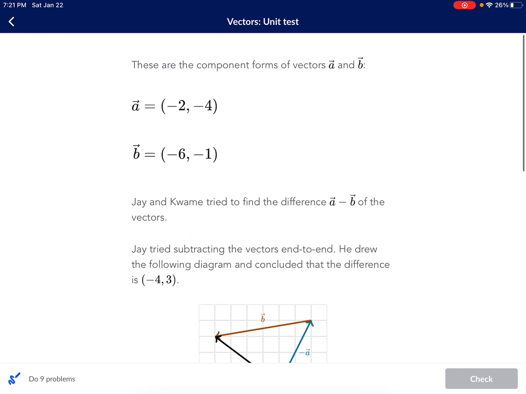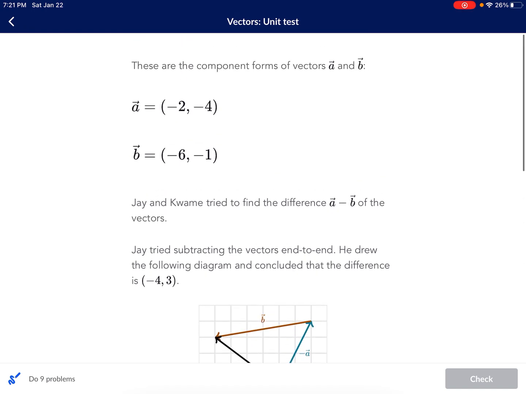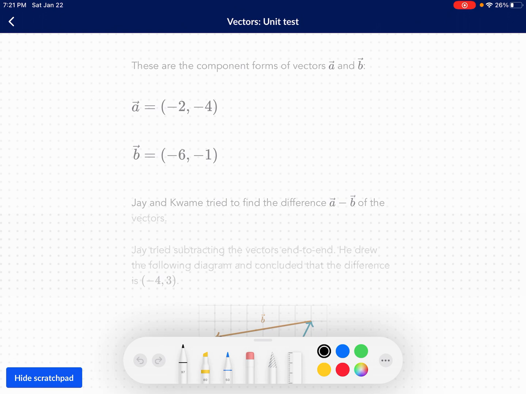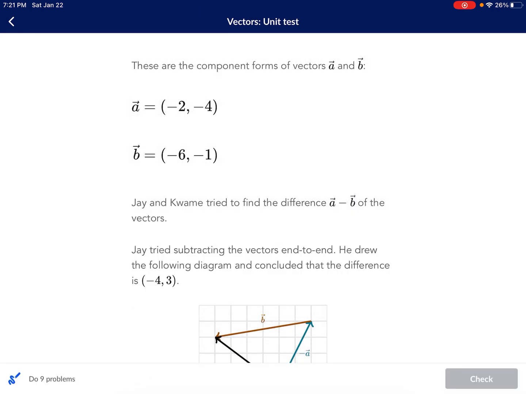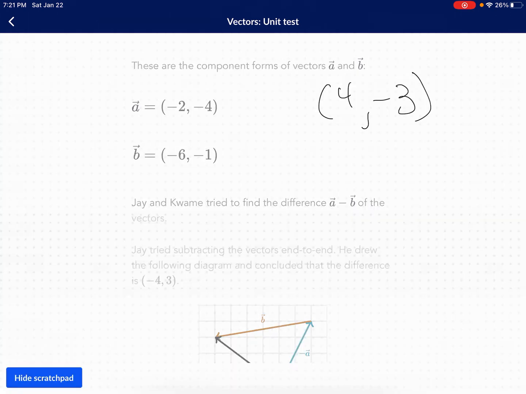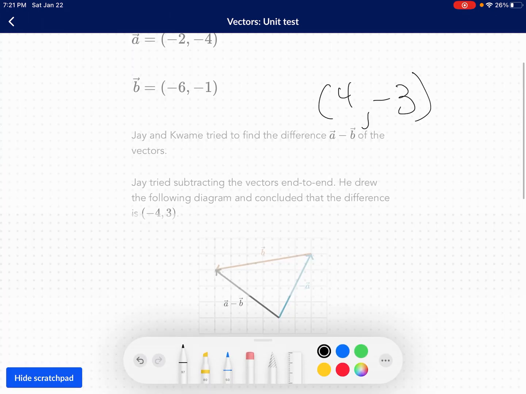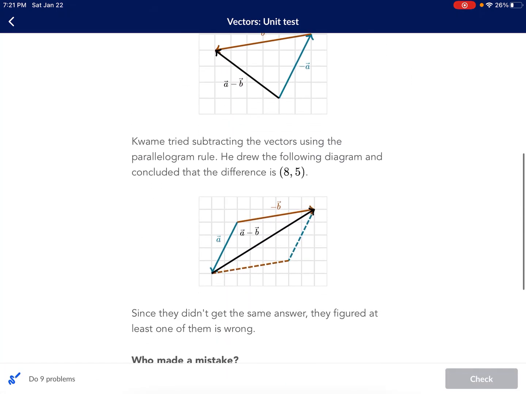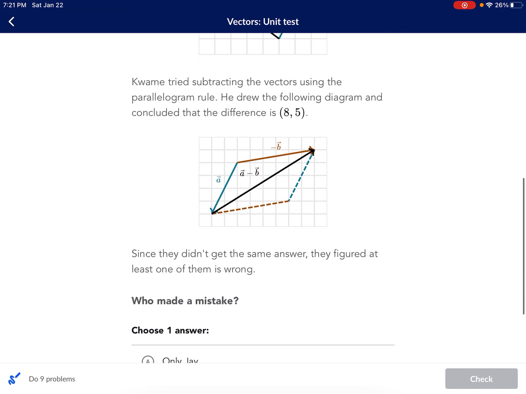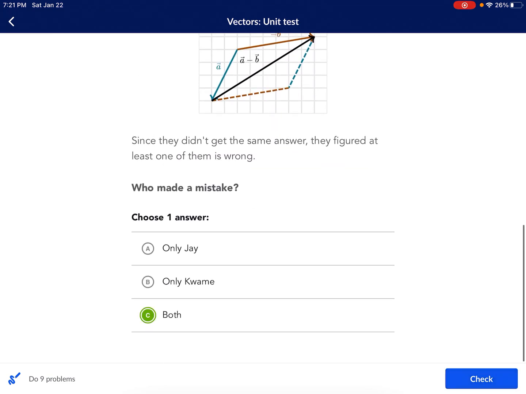Component forms, subtract that from that. So I'll just solve this first. -2 minus -6, that's 4. And -4 minus -1, that's -3. So they should get -4, 3. J is already wrong. I got 4, -3. He got -4, 3. So J's wrong. 8, 5. Nope, it's not 8, 5. So both of them made a mistake.